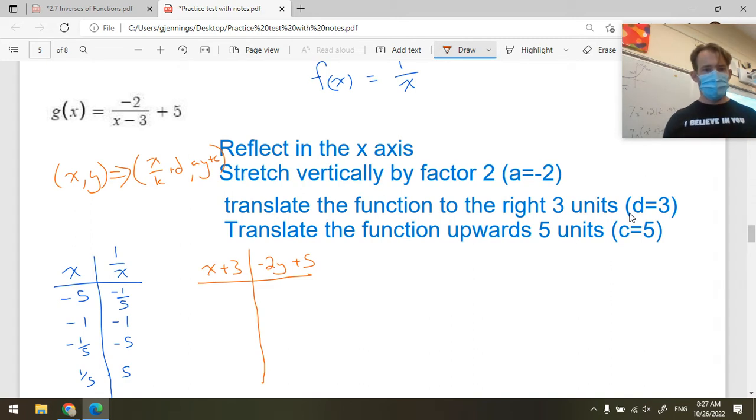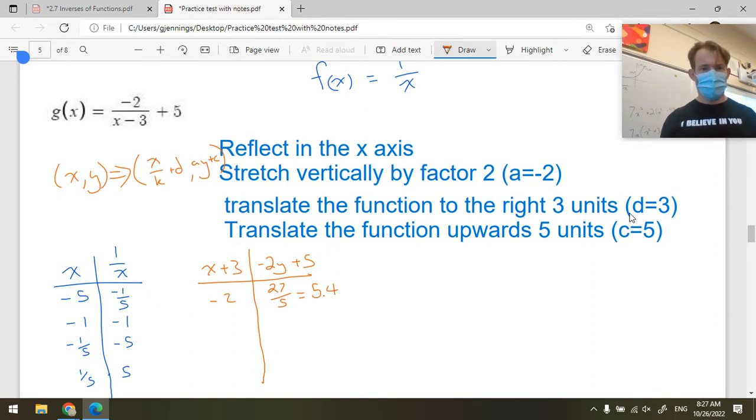So -5 would go to -2, and -1/5 would become +2/5 when I multiply by -2 plus 5. Well, that would be 27 over 5. 27 over 5, I can feel you saying, what the heck is 27 over 5? Well, that's equal to 5.4. So when I put that onto the graph, I can think of its decimal expansion as 5.4.